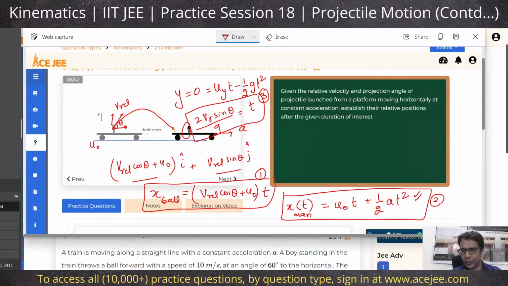So we only have 2 question types left, which we should be able to cover nicely tomorrow, and that'll be the end of this chapter, kinematics.